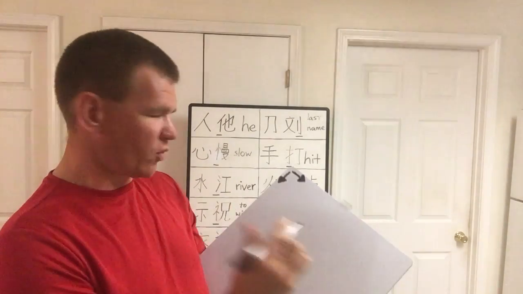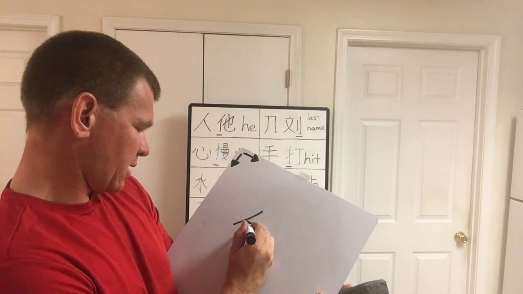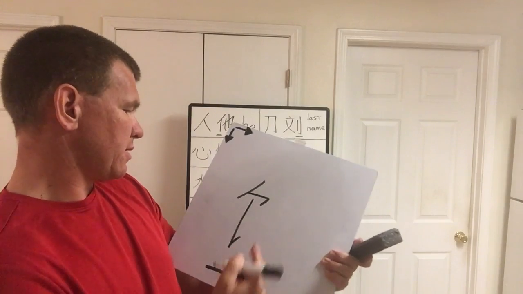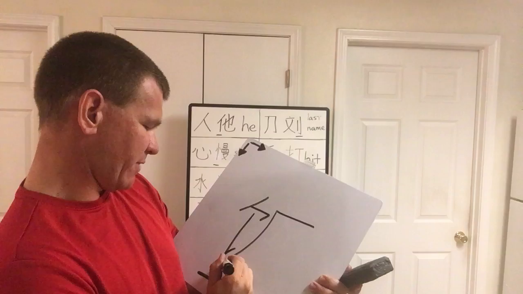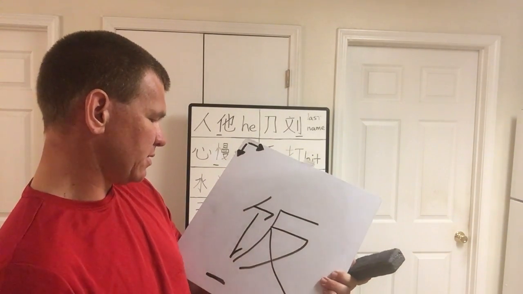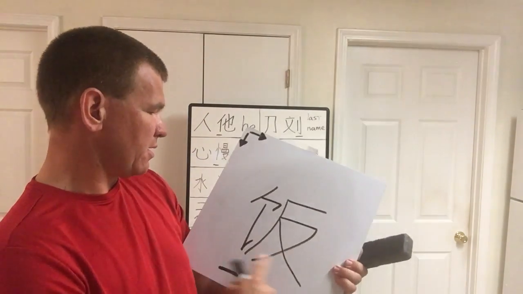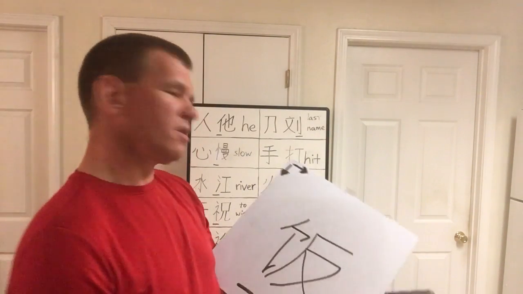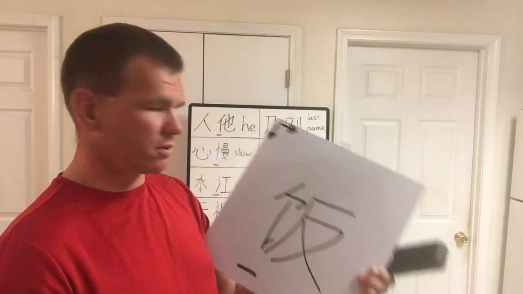And in radical form, 1, 2, 3. It's on the left. 4, 5, 6, 7. All right, so meal or food, radical, is on the left. This whole character is cooked rice or a meal.